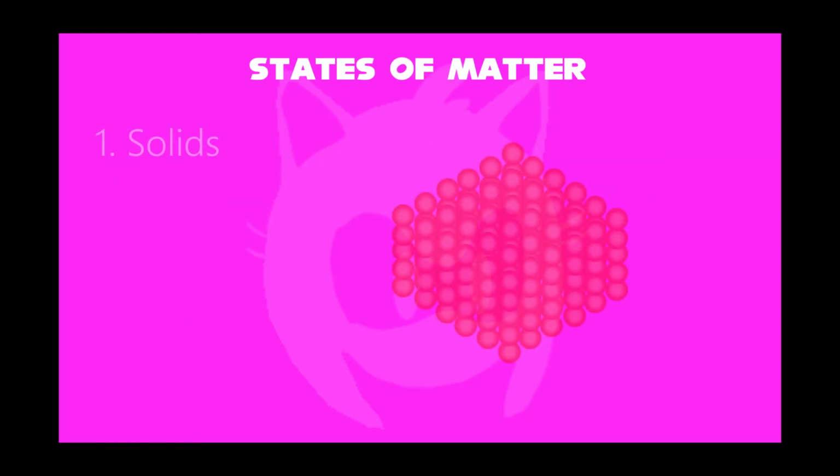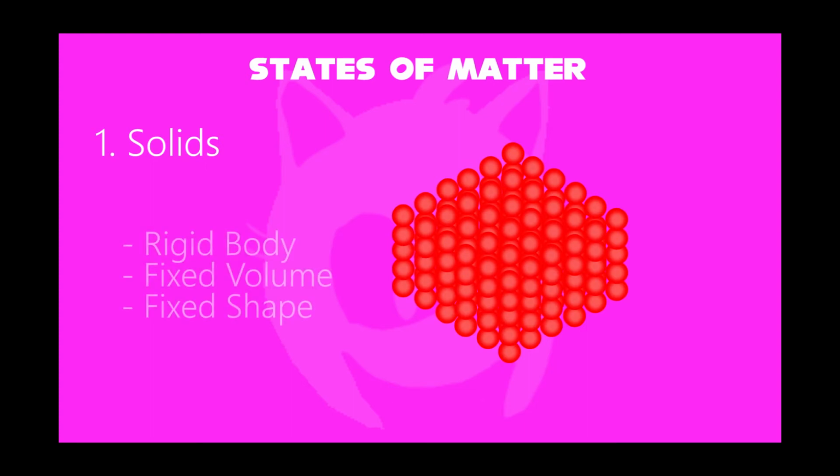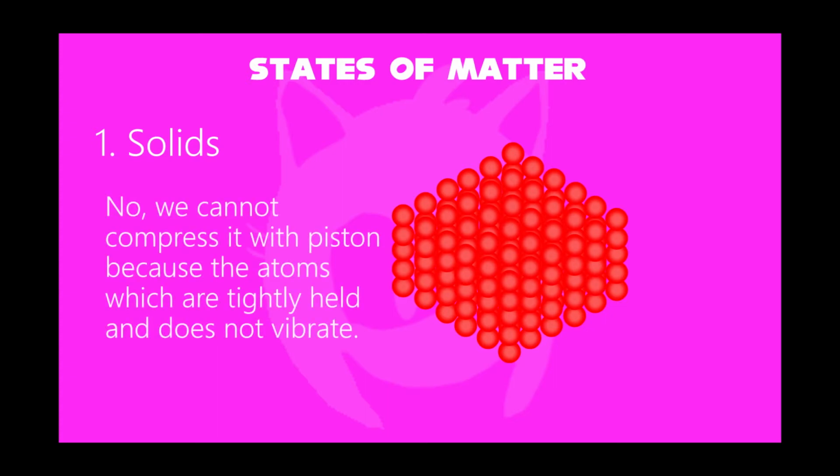Let's start with solids. The atoms are tightly packed without vibration, and they are not free to move. The parameters of solids are rigid body, fixed volume, and fixed shape. In that case, if you press it with a piston, will it compress solids? No, the reason is atoms do not vibrate, nothing ever happens with this state.